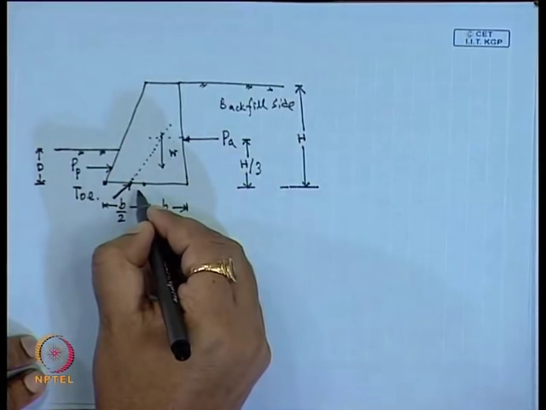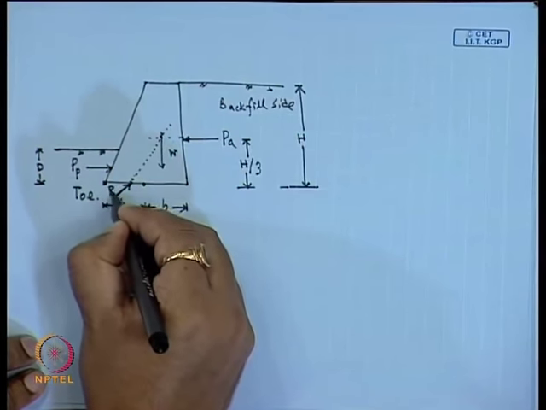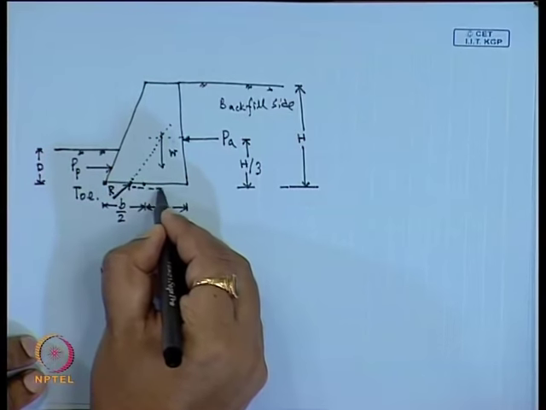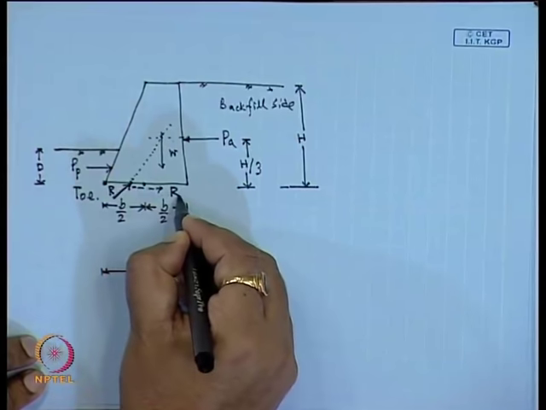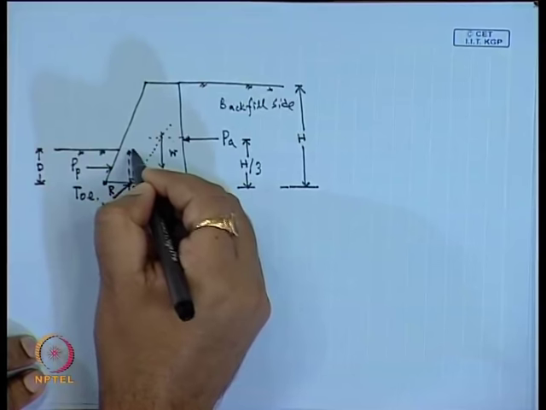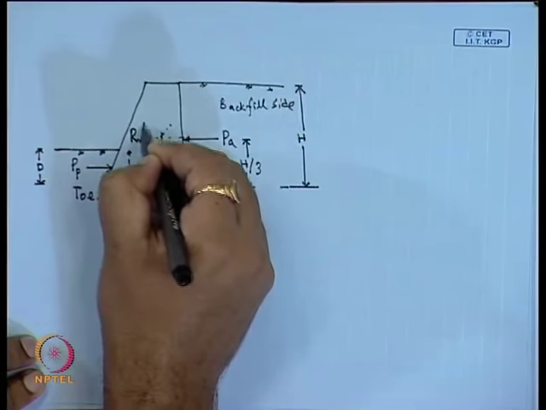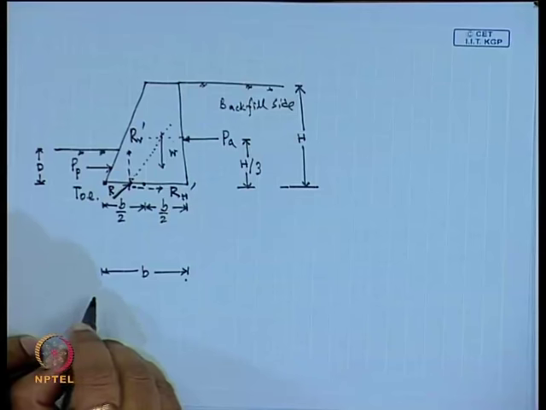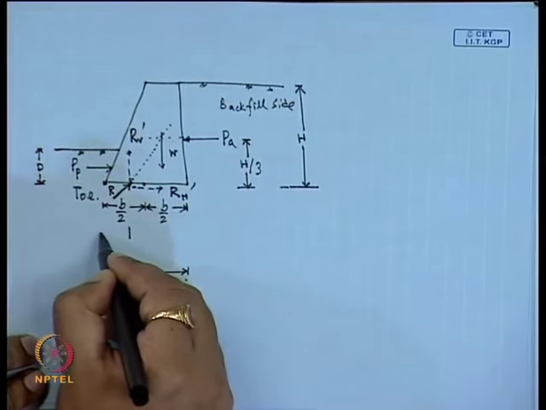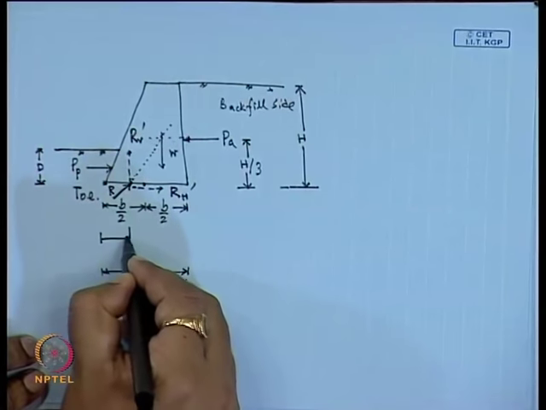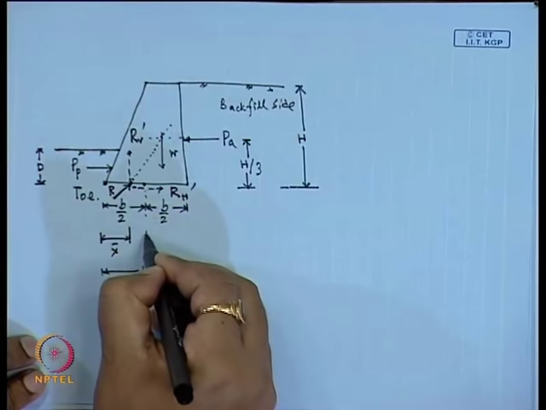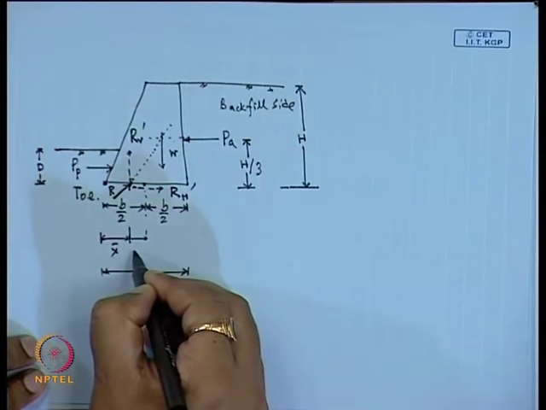If I take the two components of this reaction, suppose this reaction is R, and if we take the two components, this is R H dash and this one R V dash. Now, the distance of this reaction force from the toe is say x bar, and from the center, this one say E.